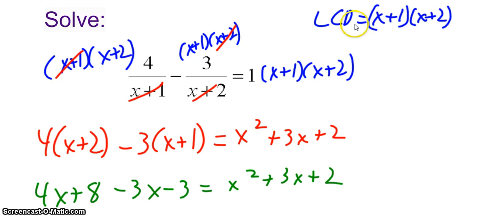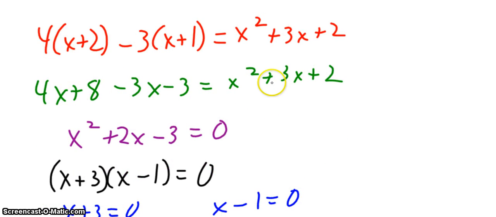Find my least common denominator. The least common denominator is x plus 1 times x plus 2. So I multiply each term individually by x plus 1 times x plus 2. When I multiply the first term by x plus 1 times x plus 2, the x plus 1's cancel and I'm left with 4 times x plus 2. The second term, the x plus 2's go away and I'm left with -3 times x plus 1. And then on the other side of the equation, I just multiplied this out, and I get x squared plus 3x plus 2.